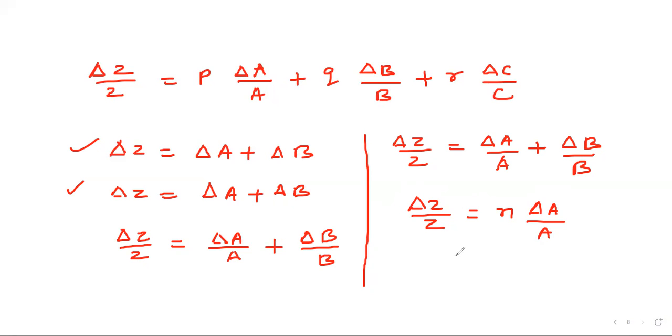and as a general rule, when Z equal to A power P, B power Q divided by C power R, then we write delta Z upon Z equal to P times delta A upon A plus Q times delta B upon B plus R times delta C upon C.